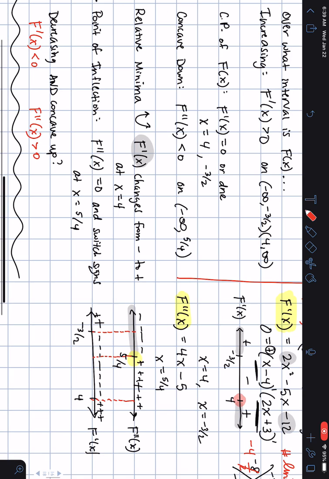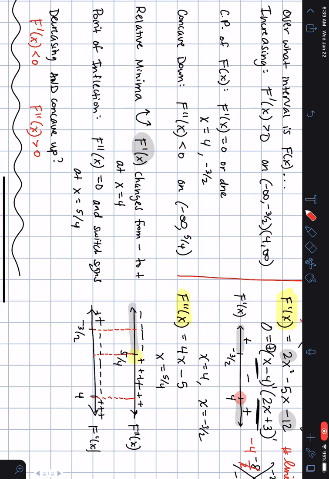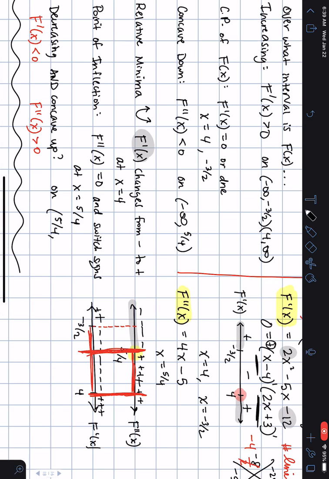So I want the first derivative negative, so I'm looking here. But I also want the second derivative to be positive. So this is the only section that works, from 5 over 4 until 4. That's where the first derivative is negative and the second derivative is positive. So we shall write on the interval from 5/4 until 4. And here, as always, is our explanation. We never leave it behind.